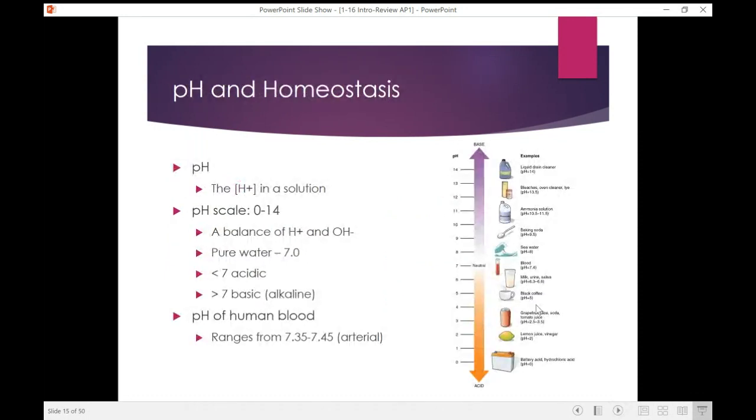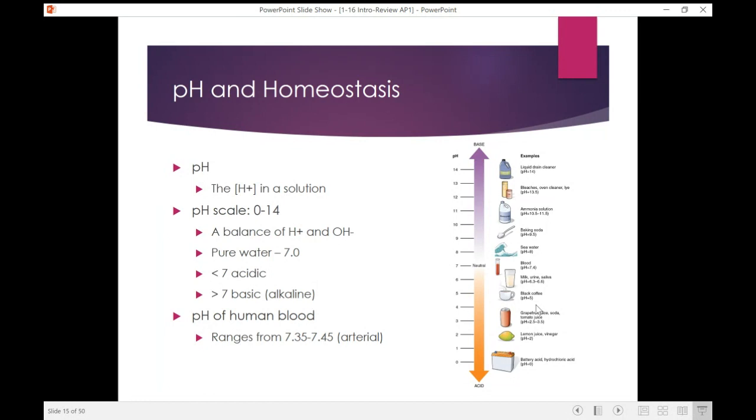So pH is really relative to this, and it helps us to maintain homeostasis. So remember, homeostasis is maintaining that balance. So pH is a measurement of the hydrogen ions in a solution. So when we put the solution into water, what happens? How does it dissociate? So we get those hydrogen ions, or we can get hydroxyl ions.